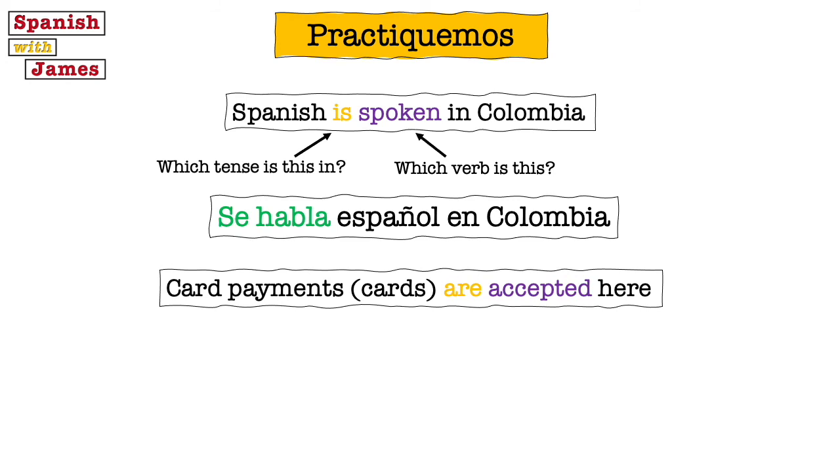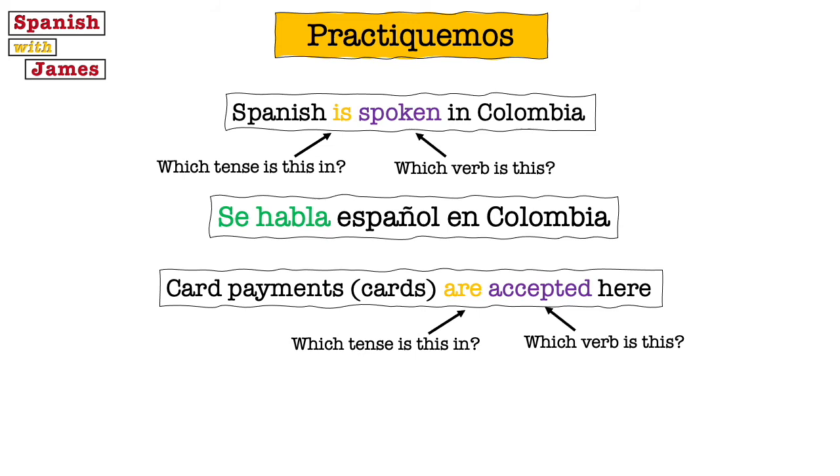Now this is quite a useful one because things like Spanish is spoken here or English is spoken here it's quite common to see those on signs in shops. Aquí se habla inglés, aquí se habla español. And another thing that you might see in shops is card payments are accepted here. Or literally, card payments accept themselves here. So again, this is going to be in the present tense. The verb to accept is aceptar. So pause the video and translate this one into Spanish.